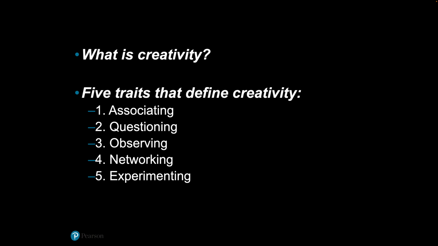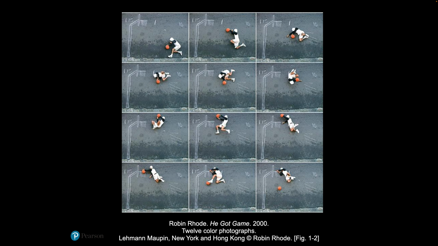In this class, we'll focus specifically on visual creativity and the way that artists use imagery to communicate things beyond words. So one example of visual creativity is this series of photographs, He Got Game by Robin Rode. These photographs seem to have been relatively simple in execution, but are the result of a very clever idea. And they kind of tell a story.